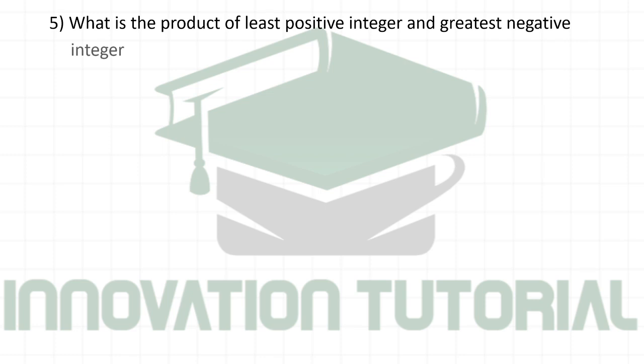So the next question is, what is the product of the least positive integer and the greatest negative integer? Your options are A: 0, B: 1, C: -1, and D: cannot define.